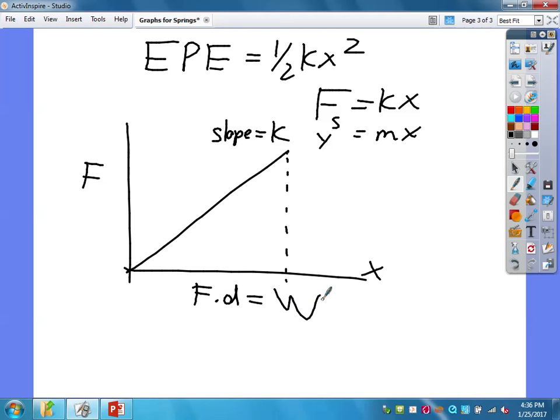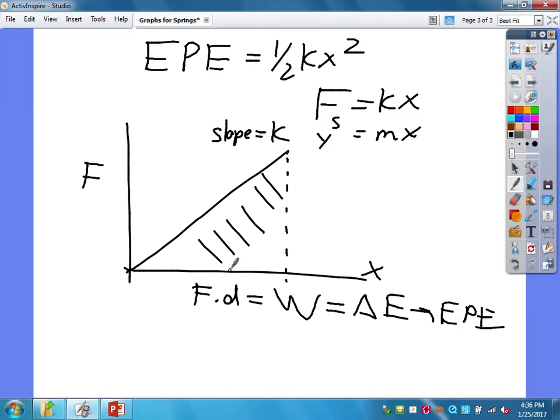Force times distance is equal to work. If I find the area under this line, it's equal to work. And what does work equal? Work equals a change in energy. Well, how is this going to equal a change in, specifically, elastic potential energy? Well, let's think about this. All right? If I find this area underneath this line, and it's always going to be a nice slope line. It's not going to be a flat line. It's going to be a straight slope line.